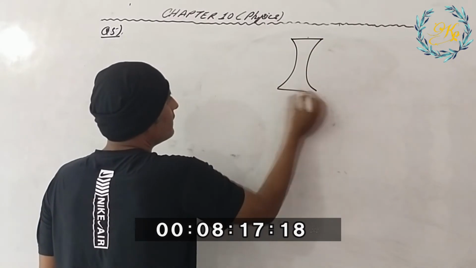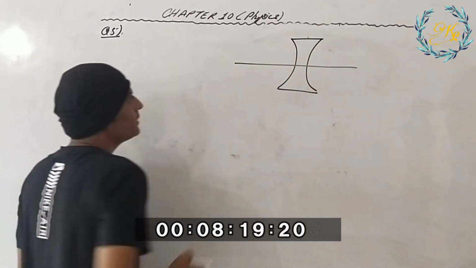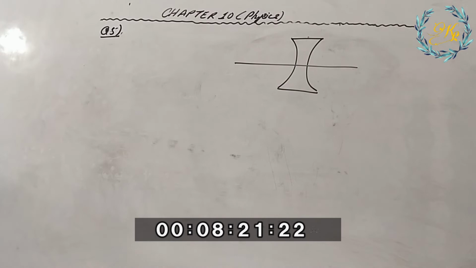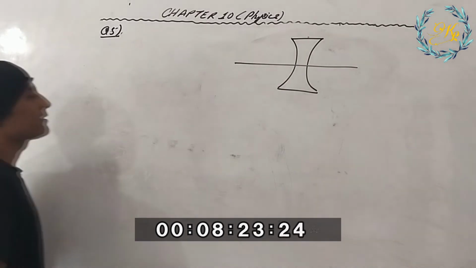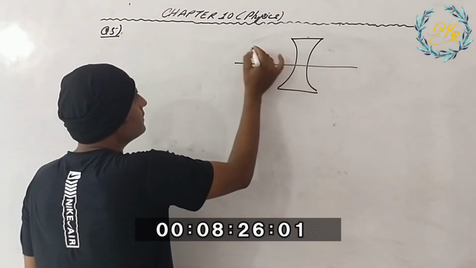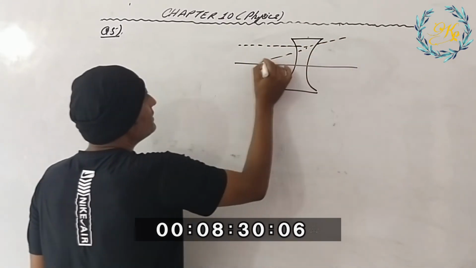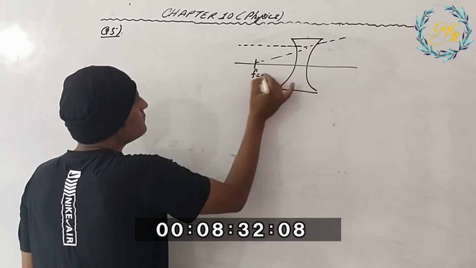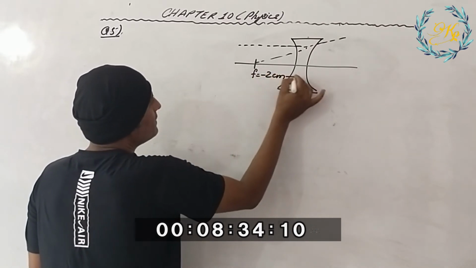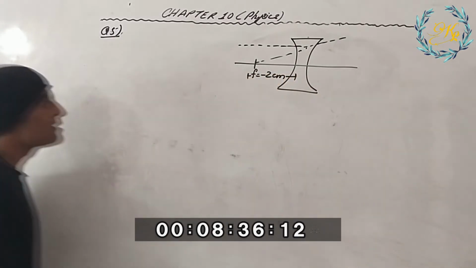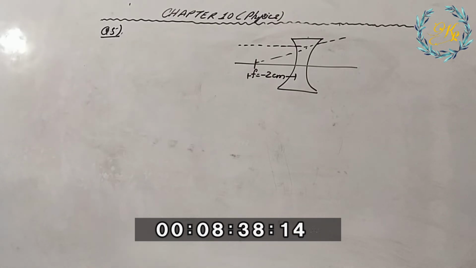Moving to the next question, we have to find the power of a concave lens. So let's draw the concave lens. We have to find the power of this if the focal length is 2 meters. Now for a concave lens we know that rays go parallel to principal axis and they diverge. We have to retrace them to the focus. So focal length is taken as minus 2 meters. We have to find the power of this.